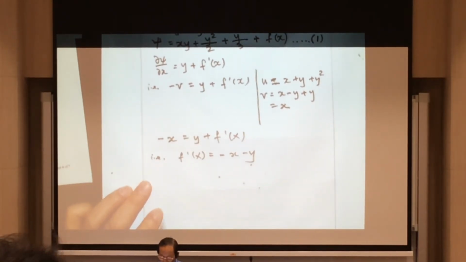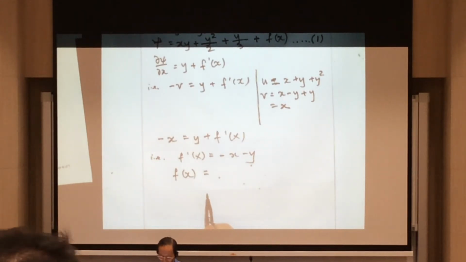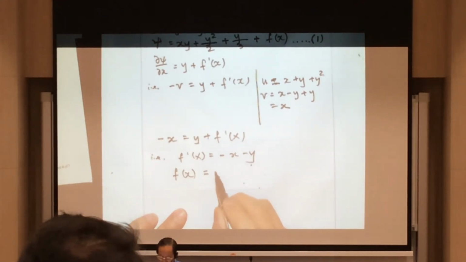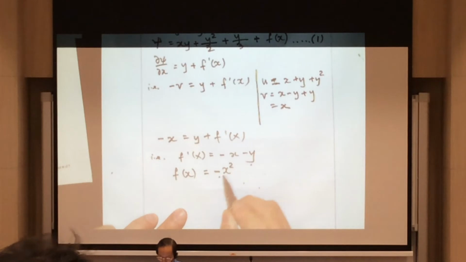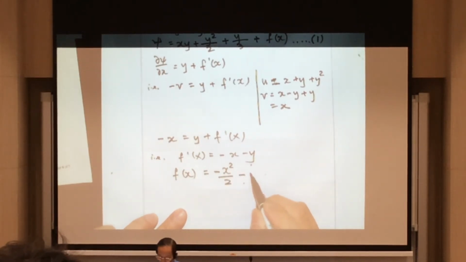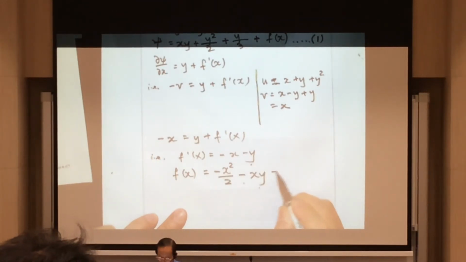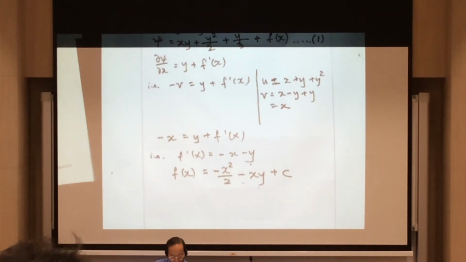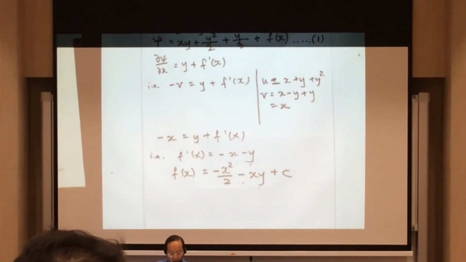So if we were to integrate this, you integrate f prime x, what do you get? You get f x, with respect to x. Integrate minus x with respect to x, you get minus x squared over 2, and you get xy plus an arbitrary constant c.